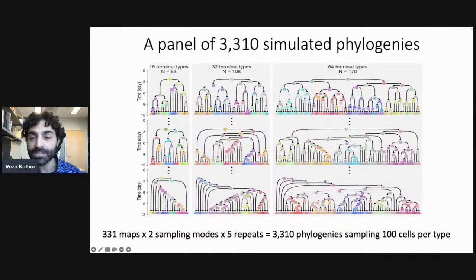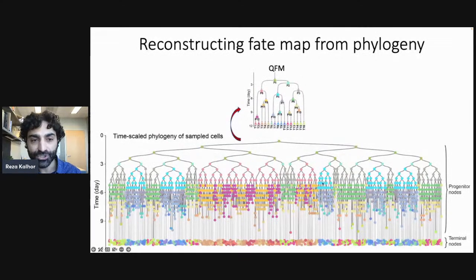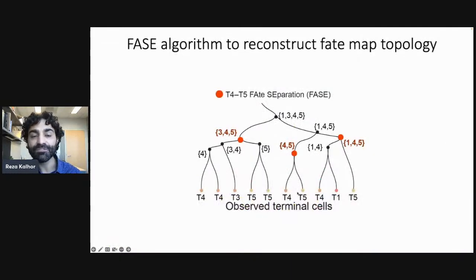Now that we have these models of development, the first question is, how do we recapture, having only this phylogeny, the topology of the fate map, which at this point is not known? For that, we focused on internal nodes in the phylogenetic tree, which indicate separation of fates, as we call them, fate separation or phases.